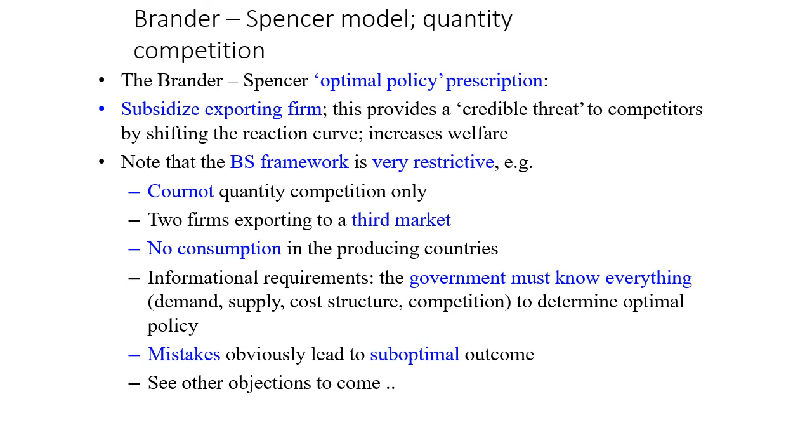We're also considering informational requirements, but that basically means the government must know everything that is happening at the same time. You must know what demand looks like, what supply looks like, what the cost structure is, and what competition is, and this ultimately will help with setting the optimal policy. And if any mistake is made, that could lead to a suboptimal outcome.